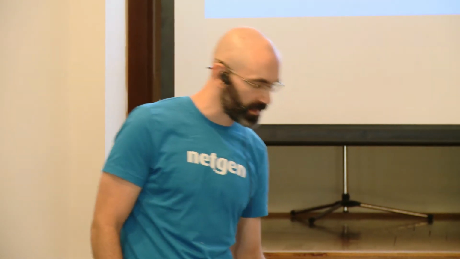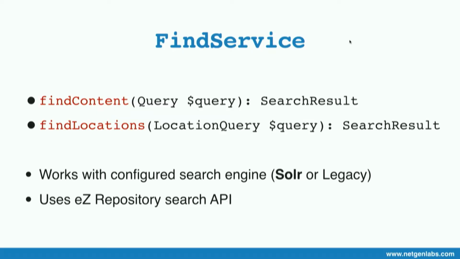So this is why we introduced the filter service. And since then, this is basically our default. We use it for everything that we can. And we use the find service only for advanced search capabilities like full text search, facets, and so on.